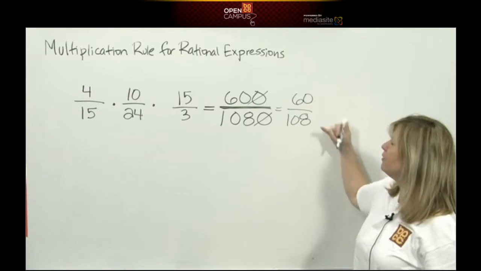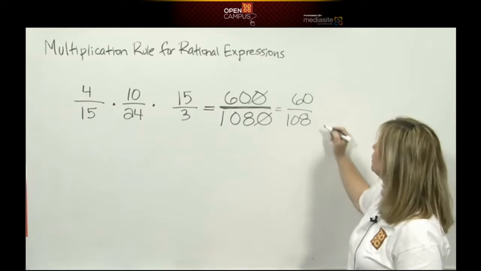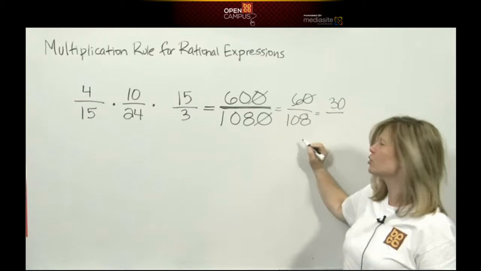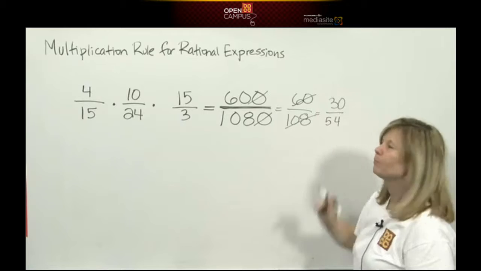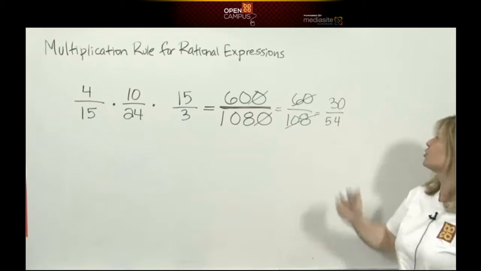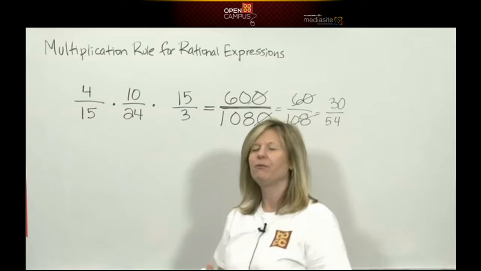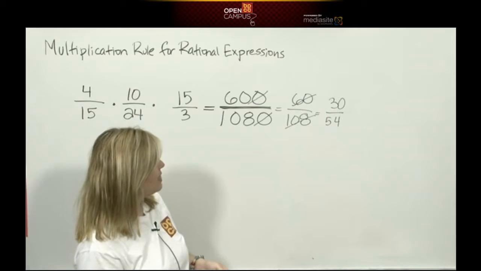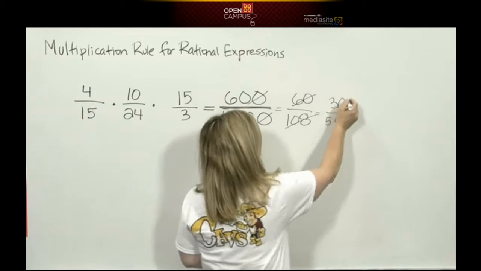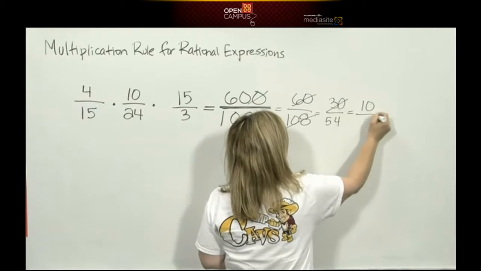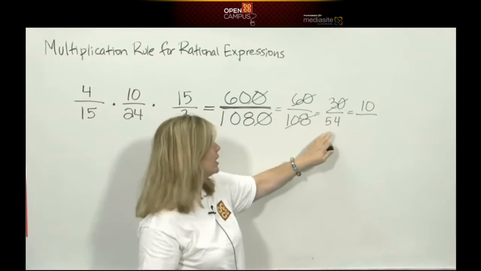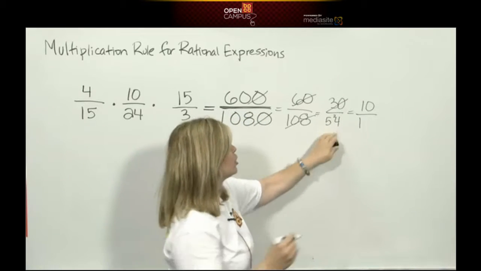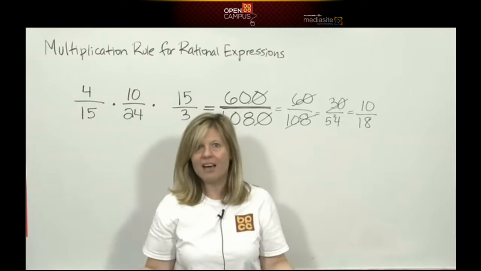We know these are both even, so we probably could divide them by 2. So if we divide 60 in half, we'd have 30. And if we divide 108 in half, we get 54. All right? We're still not reduced. They're still even. So 30 and 54 must have a factor in common. And if you know your times tables, okay, I think I can divide those both by 3. So 30 divided by 3 is 10. 54 divided by 3, well, 3 goes into 5 once with 2 left over. 3 goes into 24 8 times. Well, now I have 10 18ths.